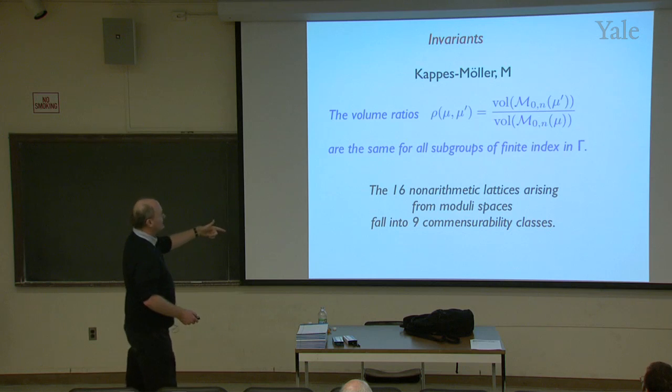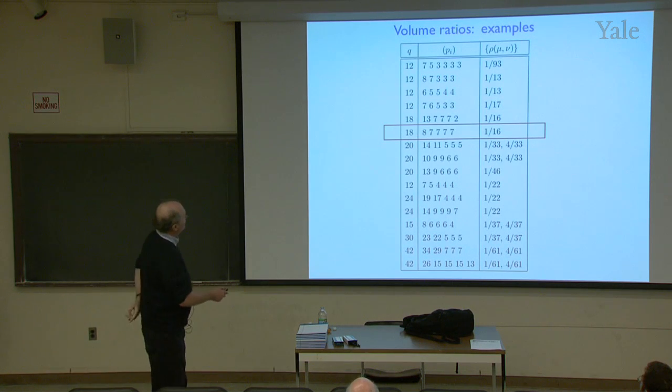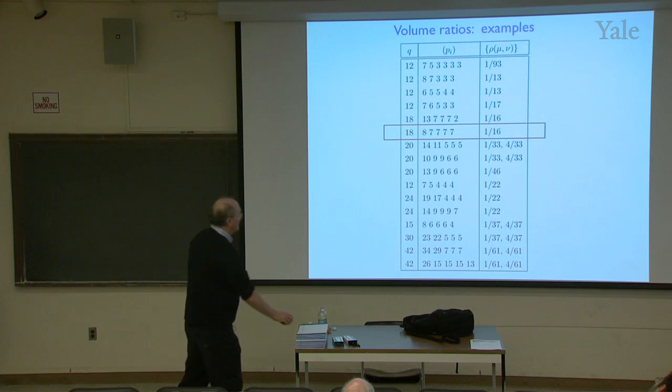Using this invariant, you can see they fall into 9 commensurability classes. These are the angles you put on the vertices of the 5 or 6 times punctured sphere. There's the example we've been discussing. The volume ratio turns out to be a 16th. It's the same invariant as for these weights, and these groups turn out to be commensurable.